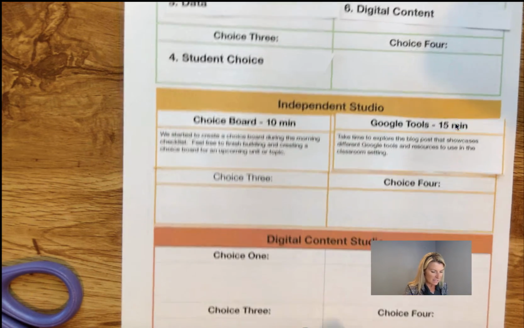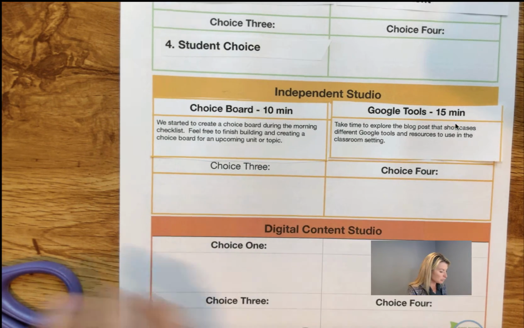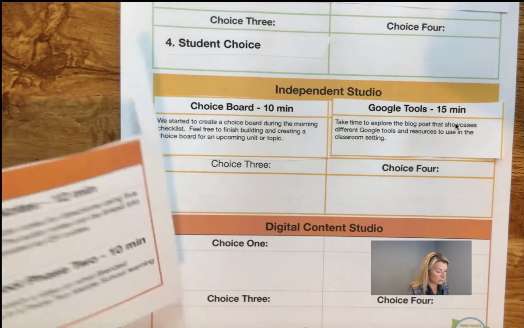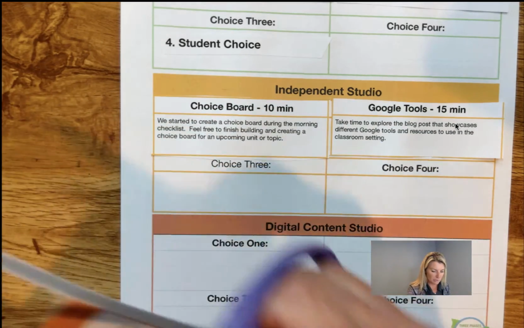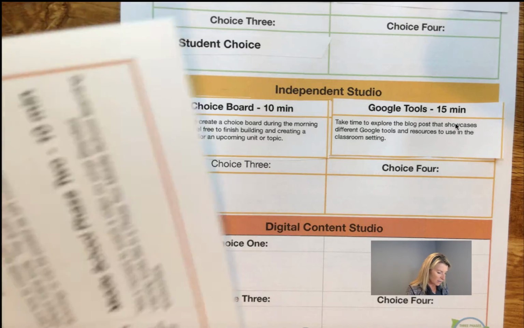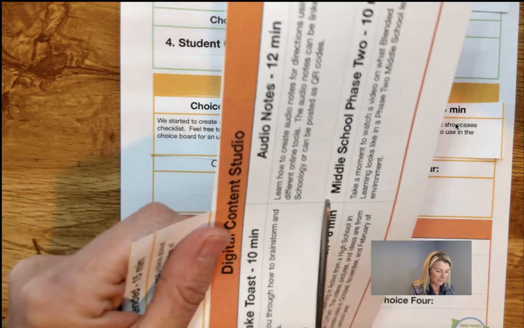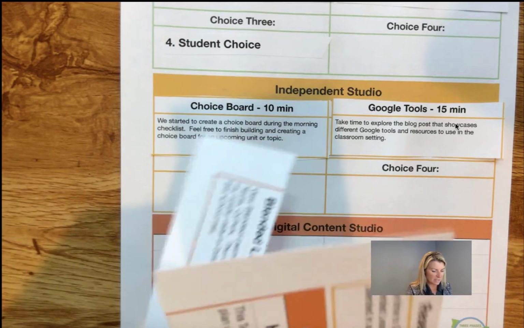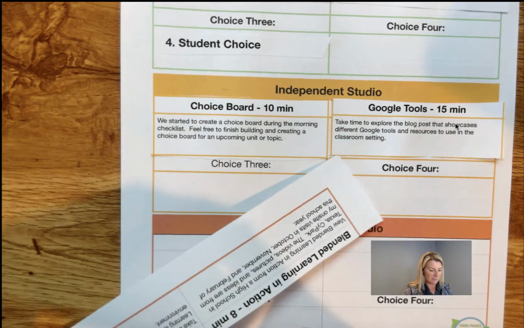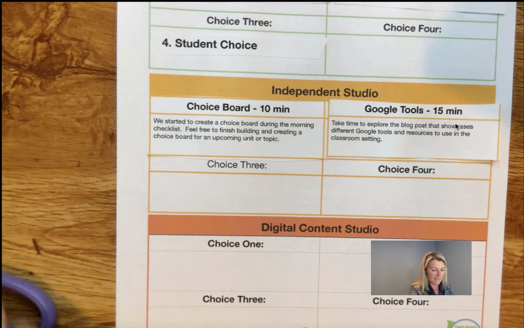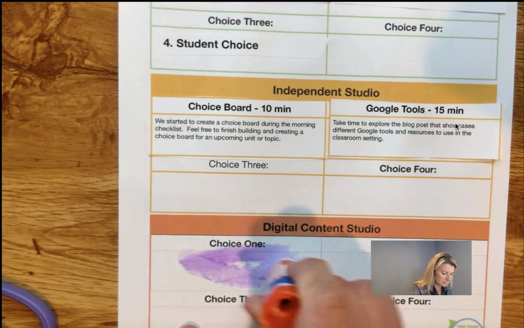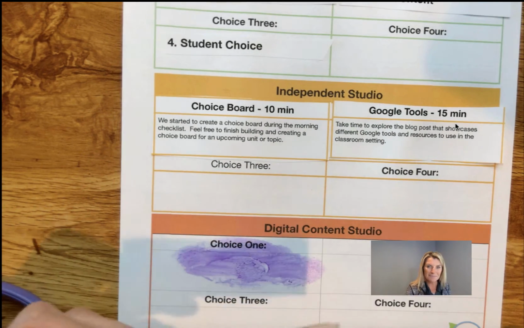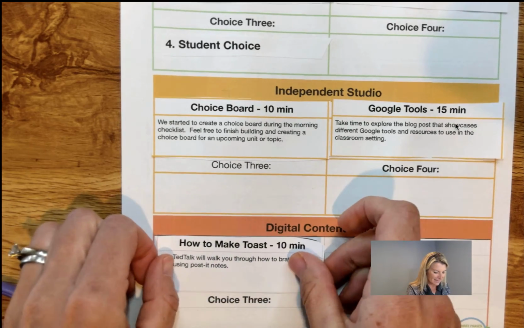All right, and then my digital content. I need to do 2 choices. Again, just 2. I do not have to do all 4, so I'm going to just pick 2 choices. So I might want to watch the video on how to make toast. Ooh, that's one of my favorites. How to Make Toast is actually a TED Talk, and it talks about how we work and how using Post-it notes can actually increase productivity. Who knew? All right, how to make toast.